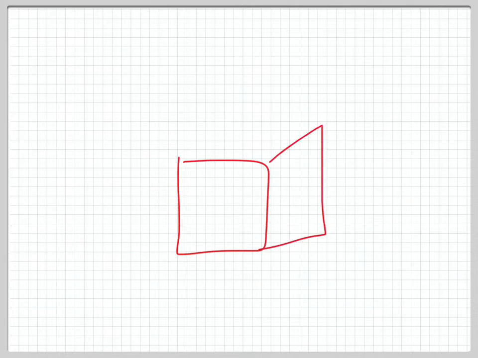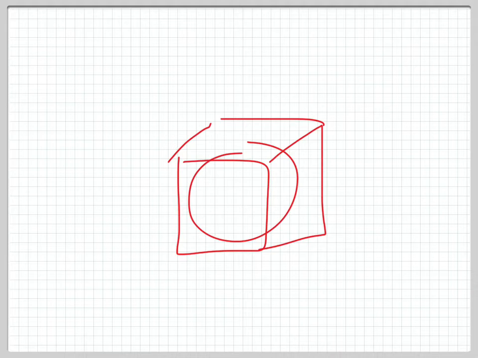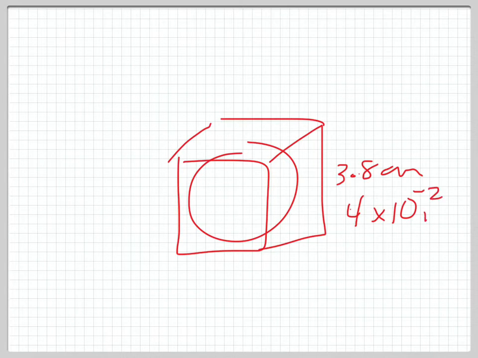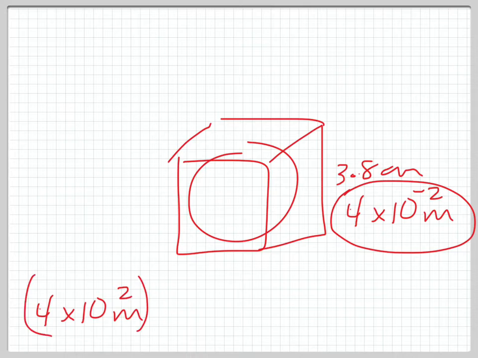Here's what I did. Here's my approximated ping pong ball. Each one of these sides is 3.8 centimeters. If I kind of round that, I could say that's 4 times 10 to the negative second meters. Okay, so 4 times 4 times 4, because cubed would be the volume. So 4 times 4 times 4, 16, 64.